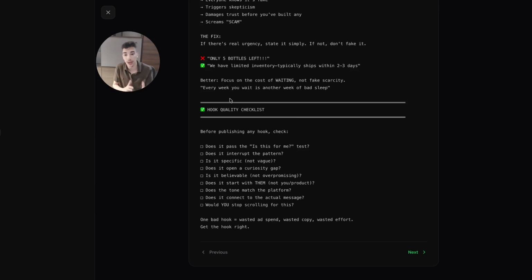Portray their life without actually getting the product, continuing in the role they are in. That's better than using some fake scarcity. Every week you wait is another week of bad sleep. You can also create it through their relationships. When you're talking about menopause, it's another week of bad marriage, bad mood, not taking care of your kid. So is it worth it, or could getting the supplement actually fix it? You have 90 days to try it and see the result. If you don't like it, we'll refund you or something like that.